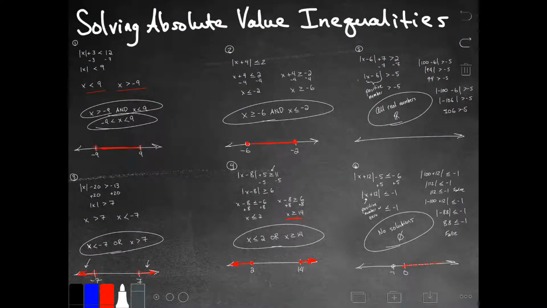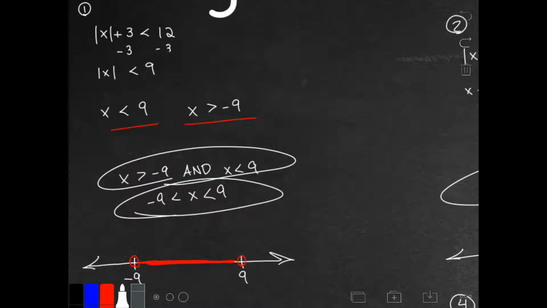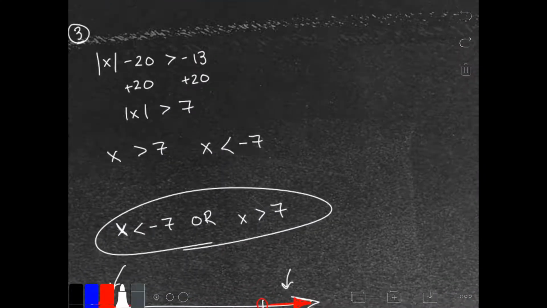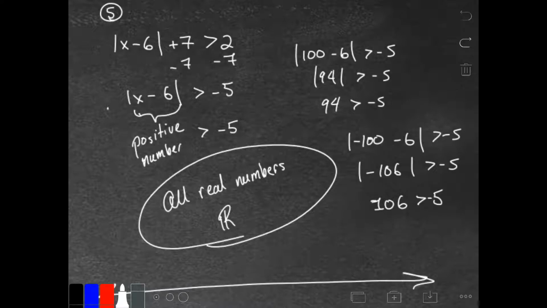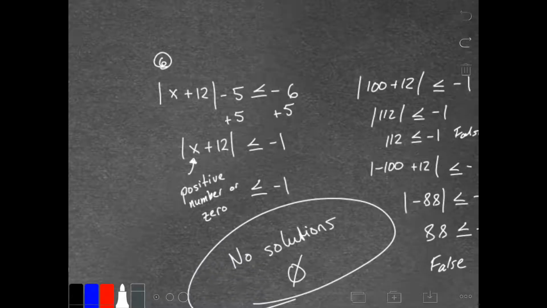So that's a brief overview on solving absolute value inequalities. Let's do a quick recap. Absolute value less than a positive number or 0 is going to give me an AND statement for my answer. Absolute value greater than a number that is 0 or positive will yield an OR statement. Absolute value greater than a negative, our solutions are all real numbers. Absolute value less than or equal to a negative number, and we will yield no solutions.